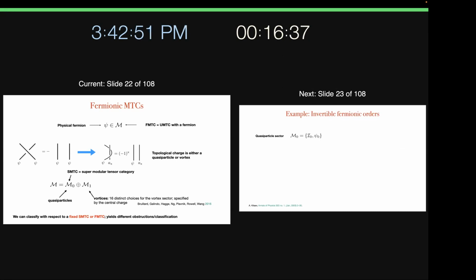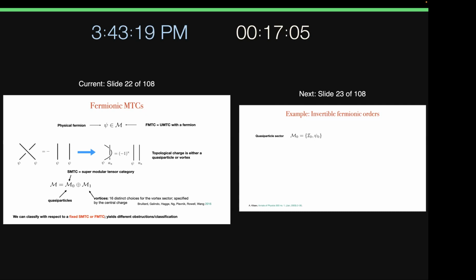Okay. The other thing we might consider doing is classifying G-symmetric fermionic phases with respect to a fixed supermodular tensor category or with respect to a fixed fermionic modular tensor category. These are sort of just two different perspectives of the same classification. And at some point, towards the end of the talk, I'll focus on this one.